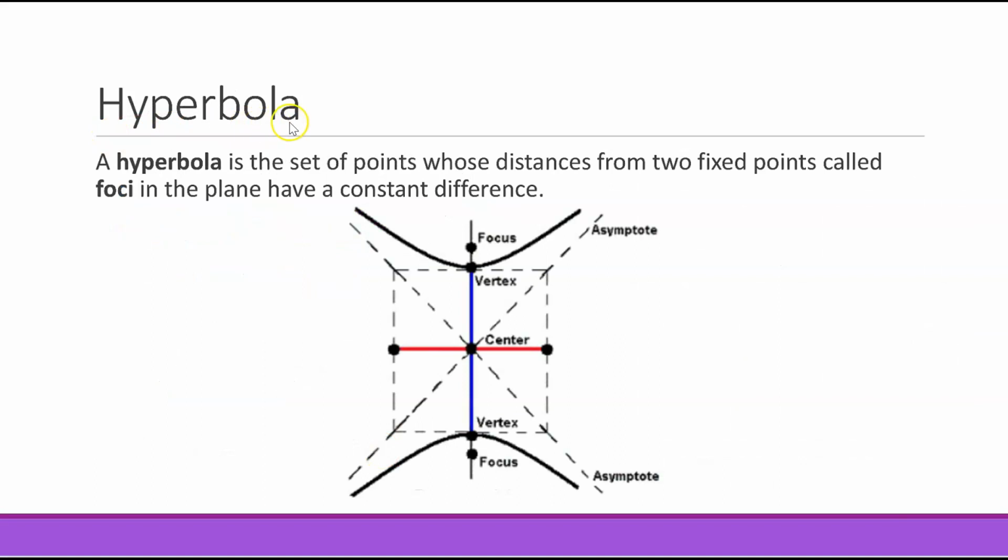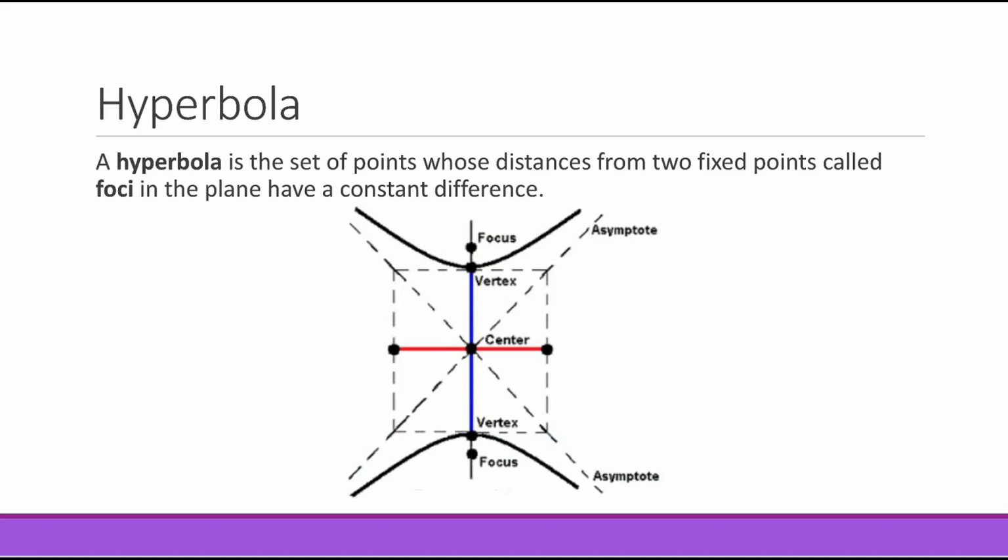Now let's take a look at the conic section of a hyperbola, which also has some unique applications. We won't be diving into those, but one of them is that the shape of the light that comes out of a flashlight has a hyperbolic shape, so one of these pieces of a hyperbola. By definition, a hyperbola is the set of points whose distances from two fixed points called foci in the plane have a constant difference. So if you recall from an ellipse, they had a constant sum.